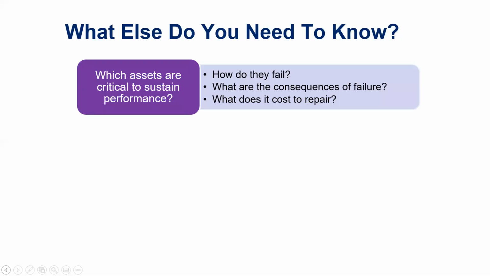So what else do you need to know? Well, let's look at questions 3, 4, and 5. All right, question 3 talked about which assets are critical to sustain performance. So we got to take into account risk. We want to know what happens when these assets fail, when the roadways, when the guardrail, when the bridges fail, all right? How do they fail? How long is it going to take? How much useful life is left in this bridge, in this roadway? Where are we at on that deterioration curve?